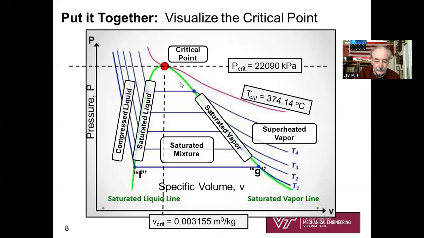So notice, I've shown on our PV diagram, if I've got a dot over here on the right-hand side of the vapor dome, I'm V sub G. And if I'm over here on the left-hand side of the vapor dome, I'm V sub F. And so I think visually now you see that at the critical point, V sub G equals V sub F, and that's how we wrote down 0.003155 cubic meters per kilogram. I sure do hope that gives you a physical feel for the critical point.